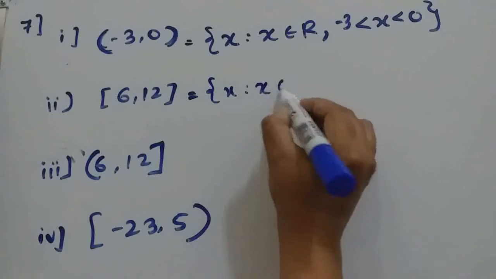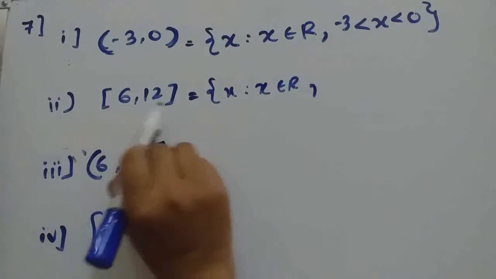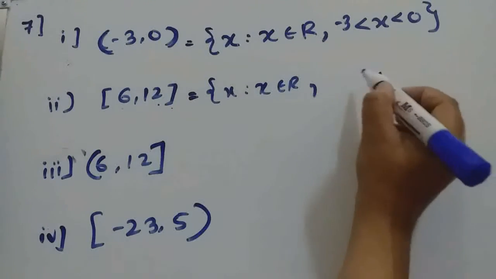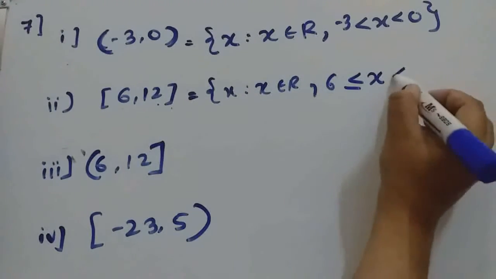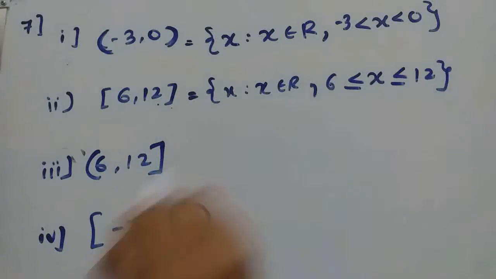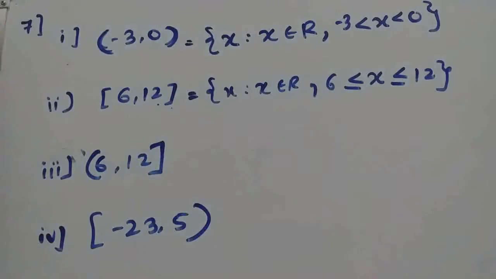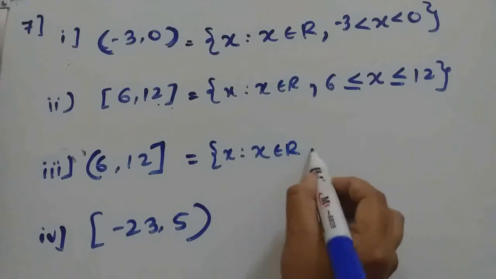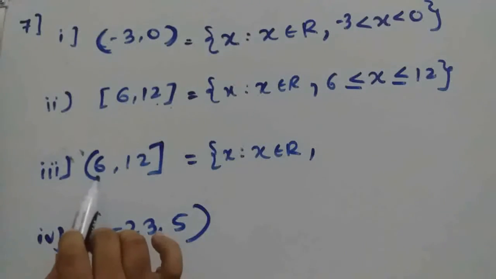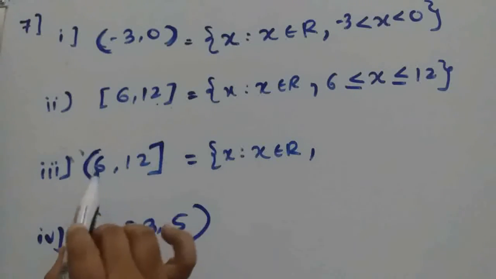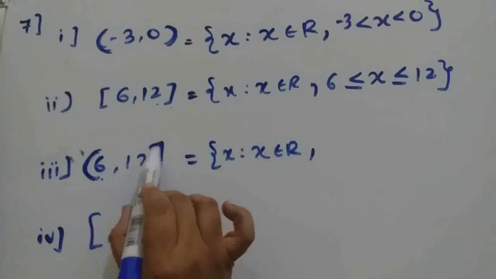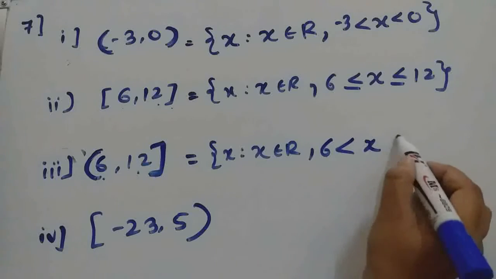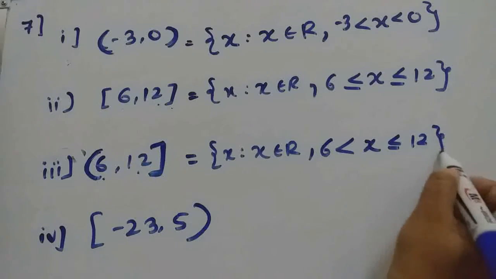Okay, for this one, x such that x belongs to R, close interval means both boundaries are also included. So what we will write, x is greater than equal to 6 and less than equal to 12. So this is the set builder form of the second one. Now for the third one, x belongs to R. Then what will be the condition on x? See, open interval means open bracket at 6 and close bracket at 12. So it will be, x will be greater than 6 and less than equal to 12.